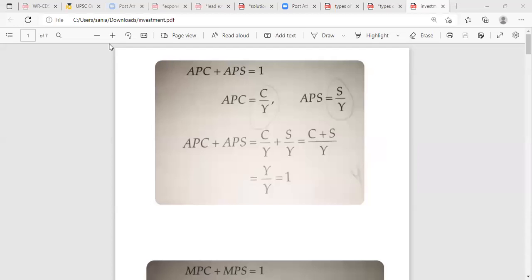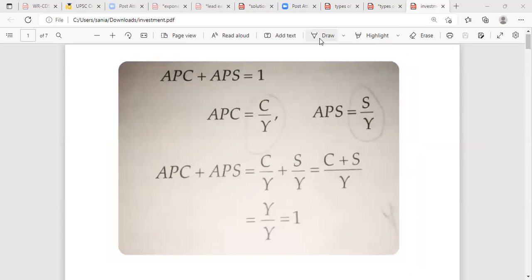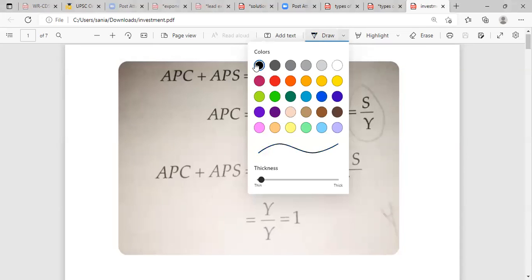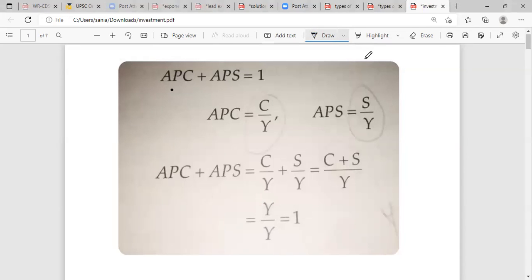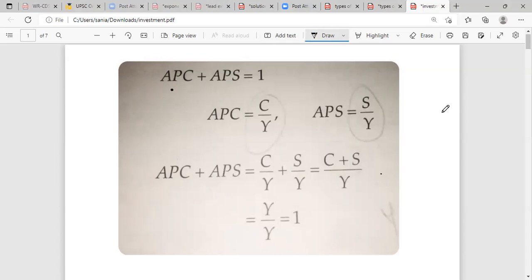Okay, students, can you see my screen? Okay. So now we are going to do few numericals, which is like you have to remember few formulas. You have already gone through so many formulas, right?